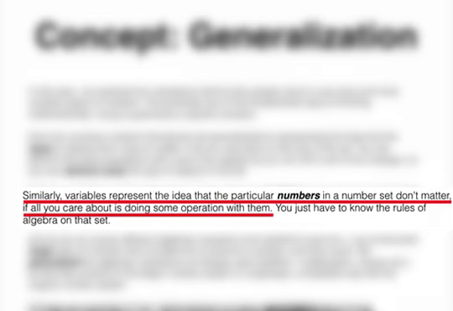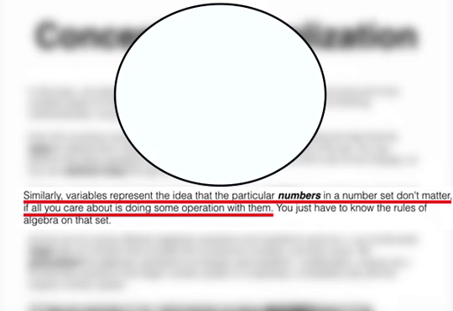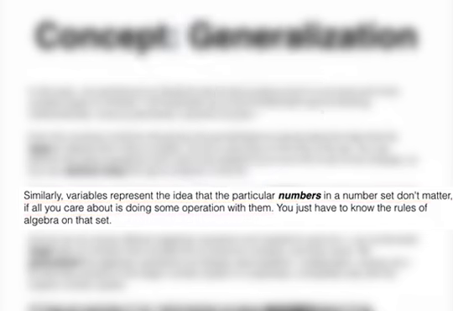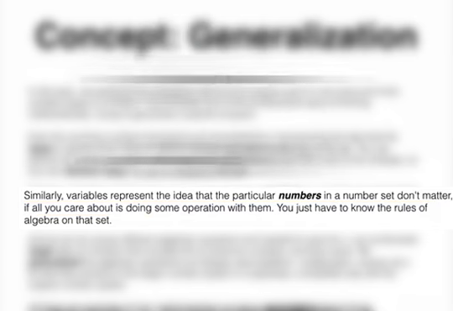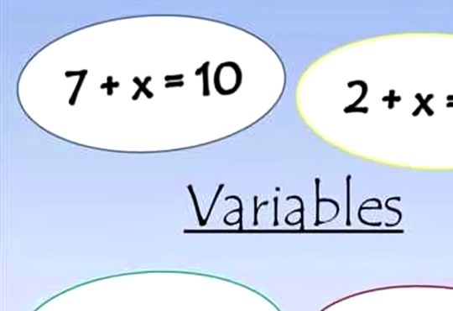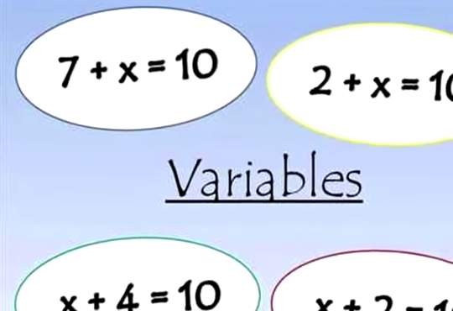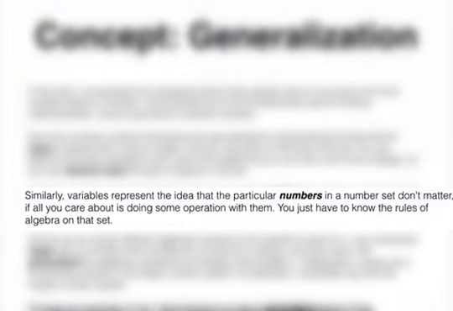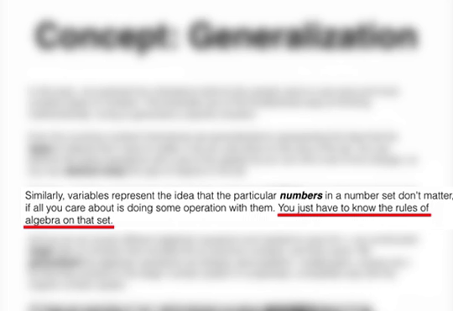Similarly, the concept of a variable is the next level of abstraction because it represents the idea that particular numbers in a number set don't matter. It could be 3 plus 5 or it could be 7 plus 9. The rule still holds. And if all you care about is doing some operation with those numbers, then you can just use variables, instead of the ancient Sumerians, who gave examples and let you figure out the rule. So all you have to do is use the rules of algebra on that set.